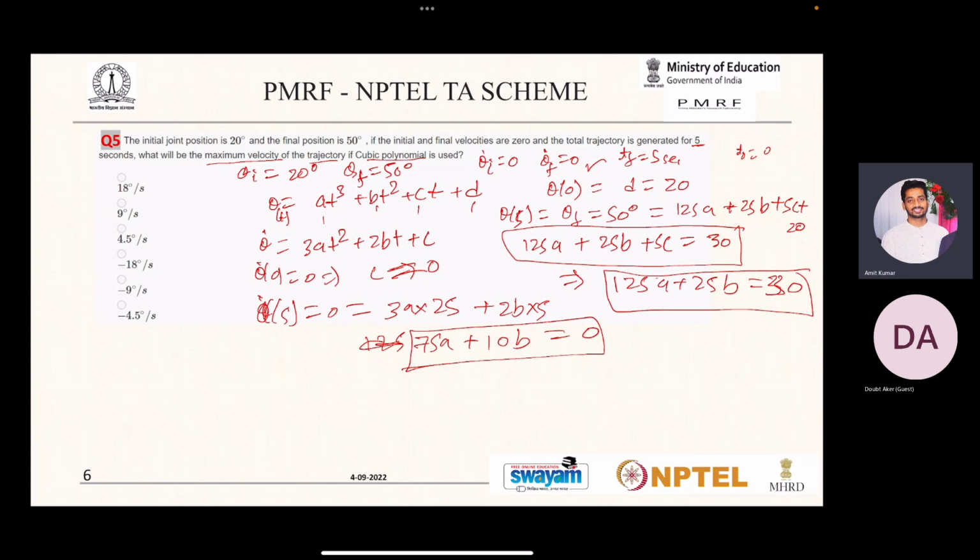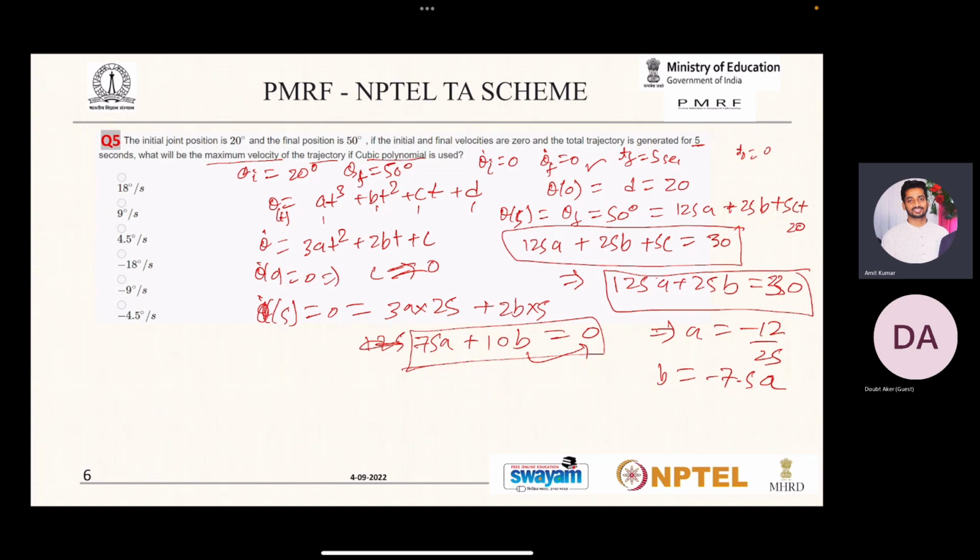So if you solve this, you'll get a equals minus 12 by 25, and b will be minus 7.5a, right? Because if you move this to this side, b will be minus 7.5a.